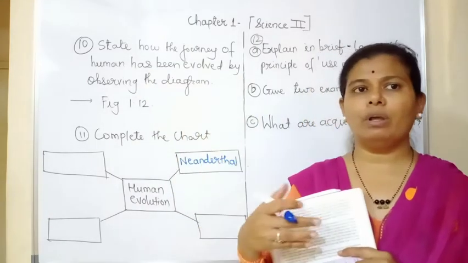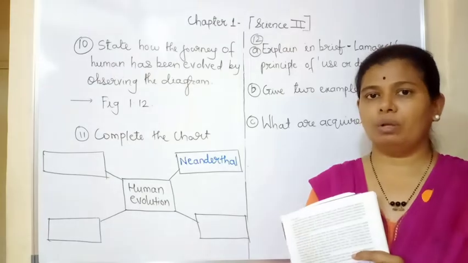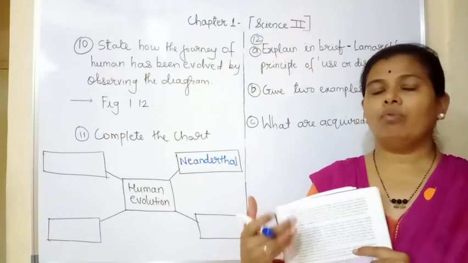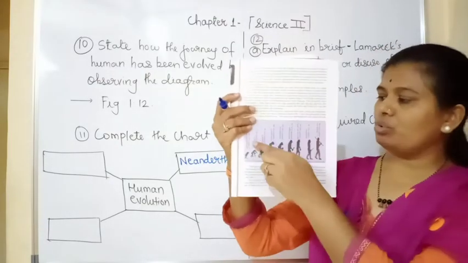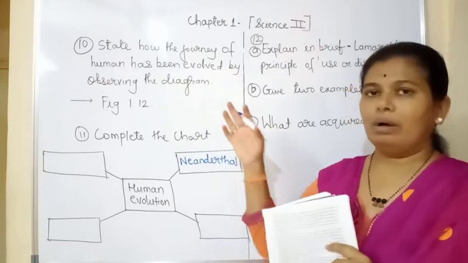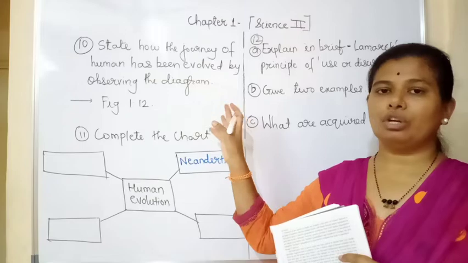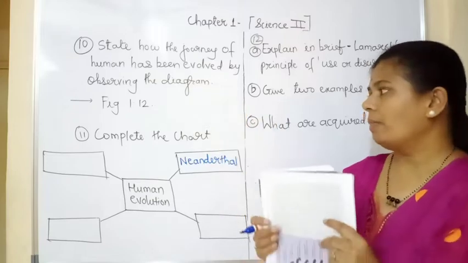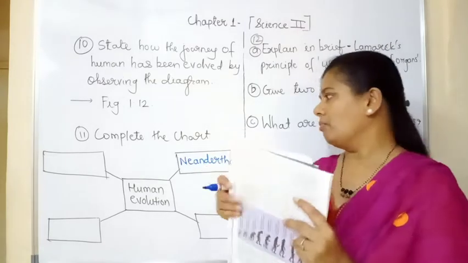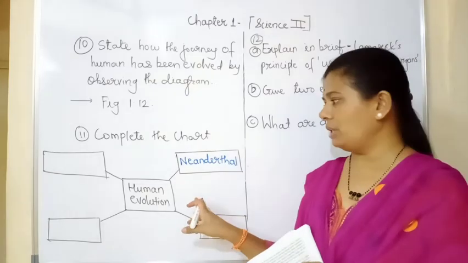Journey of human means what? It means human evolution: how human beings evolved, what were the different stages shown in the diagram. You have to write or explain those, and write the answer regarding the journey of human beings. Now, depending upon this diagram, one more question can be asked to you.